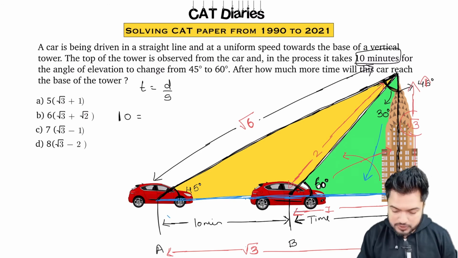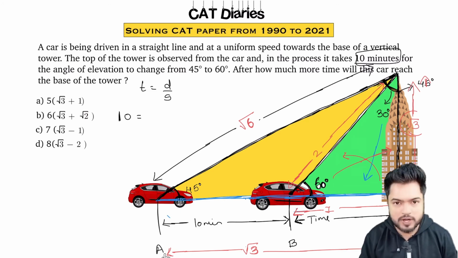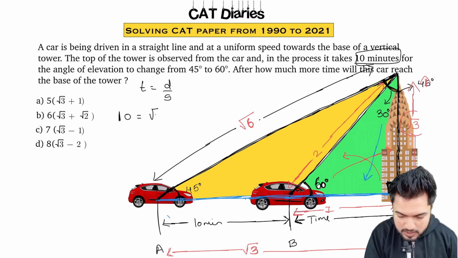What is the distance that is being traveled here? Root 3 minus 1. How do I know this? Because this entire length is root 3. I know that from the 45, 45, 90 triangle, I got the value. And this length is 1. So root 3 minus 1 is the distance that is being traveled. So distance traveled is root 3 minus 1.